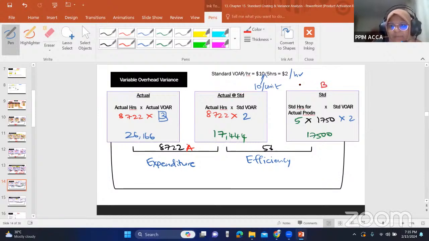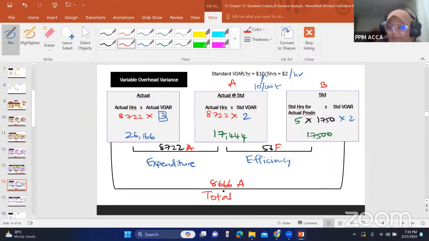Then let's look at efficiency. This box is entirely budgeted. This has a little bit of actual. According to my budget, I was supposed to spend 17,500. I have spent less, 17,444. I spent less. That's good for me. It's favorable. Total, the adverse is bigger, so obviously the total variance will be an adverse variance. 8,722 minus 56, you will get 8,666 adverse. So this is how you will get the variable overhead variance.